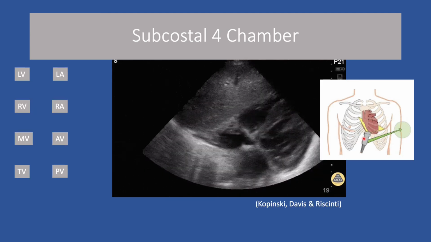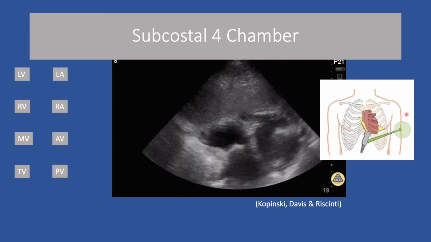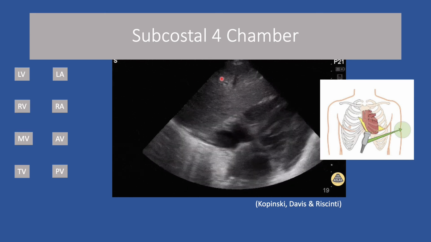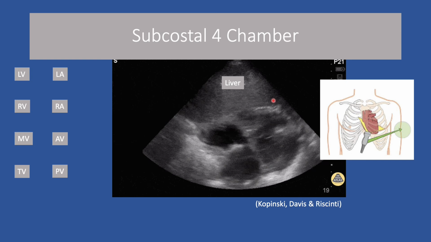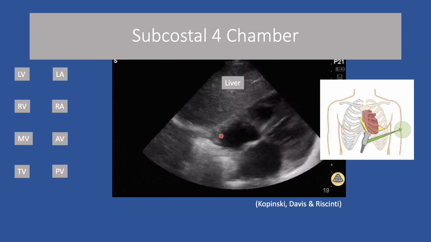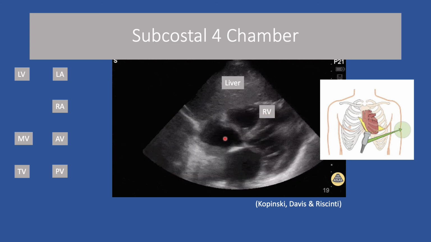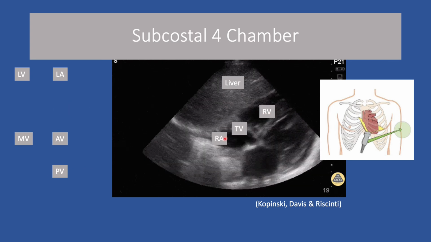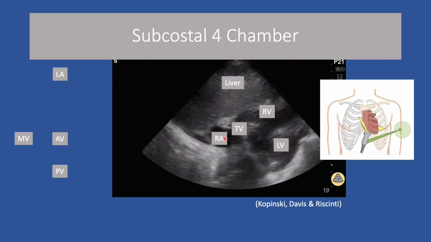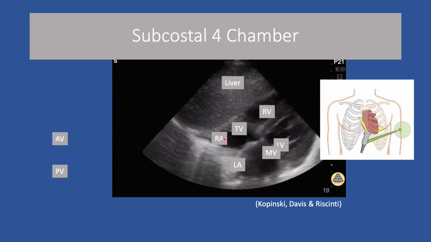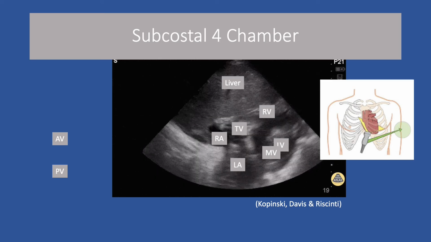Moving your probe inferior to the xiphoid process and keeping your indicator dot towards the patient's left shoulder, you get the subcostal view. This first structure here is going to be the liver. And keeping in mind the rule that the right side of the heart is more anterior, meaning closer to your probe, which sits here, you can identify the right ventricle, right atrium, tricuspid valve between the two, and then you're able to see the left ventricle, left atrium, and mitral valve here. In this view you can also sometimes see the IVC, but we don't see it in this echo here.